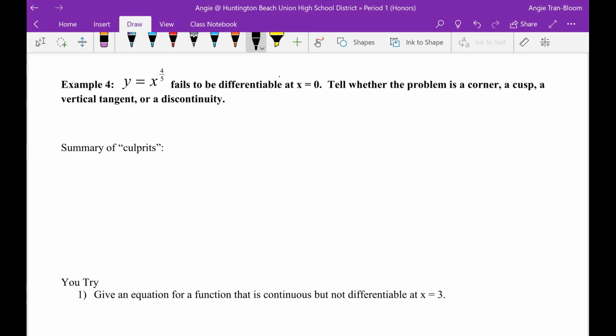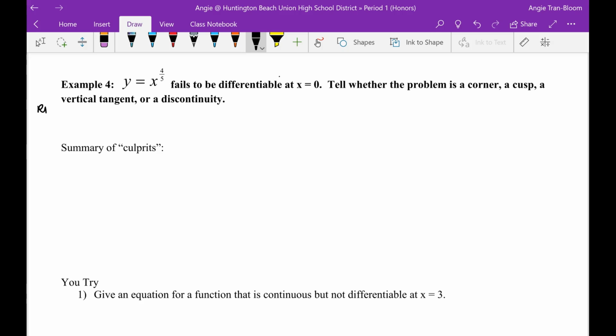Okay, this is example 4. We are going to start recording example 4 for section 3.2. y equals x to the 4/5 fails to be differentiable at x equals 0. Tell whether the problem is a corner, a cusp, a vertical tangent, or a type of discontinuity. So we are going to prove it using our limits.